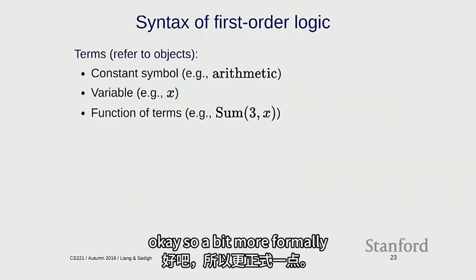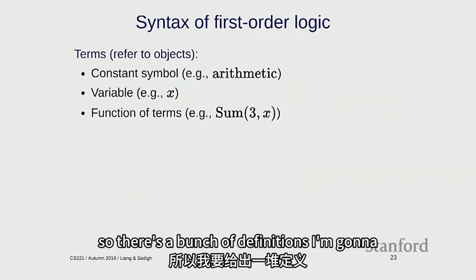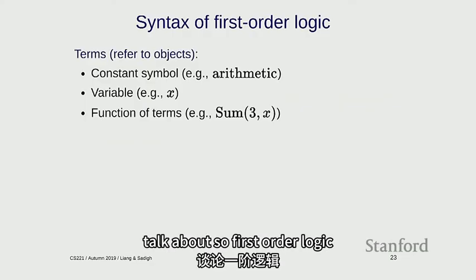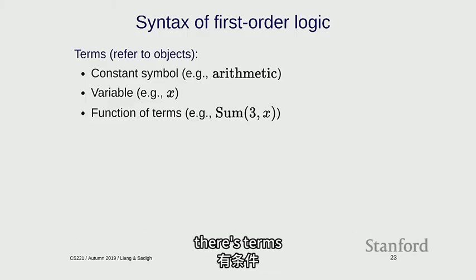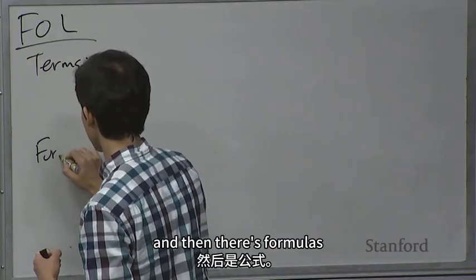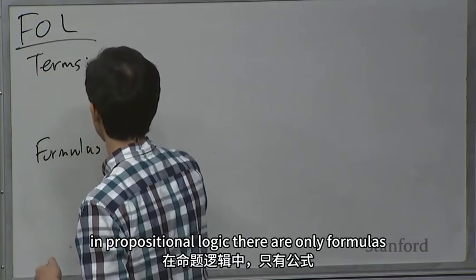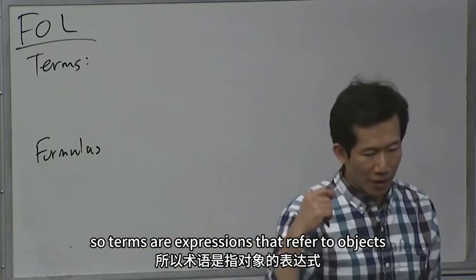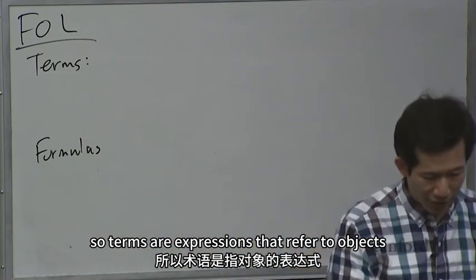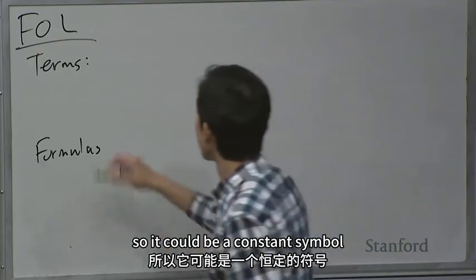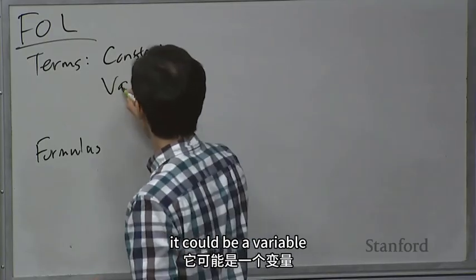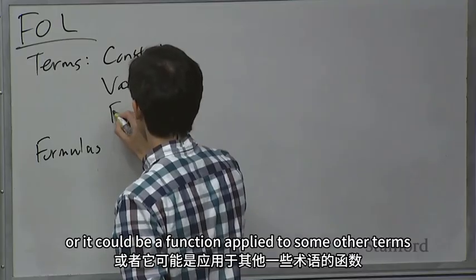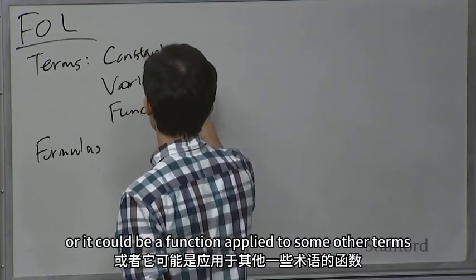Okay, so a bit more formally, there's a bunch of definitions I'm going to talk about. In first-order logic, there are two types of things: terms and formulas. In propositional logic, there are only formulas. Terms are expressions that refer to objects. It could be a constant symbol, it could be a variable, or it could be a function applied to some other terms.